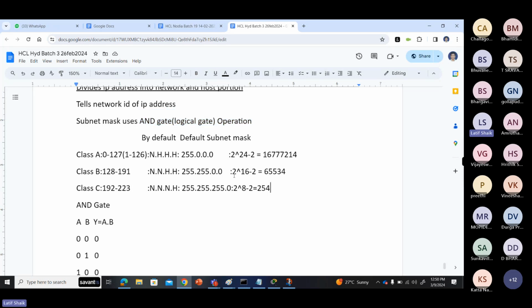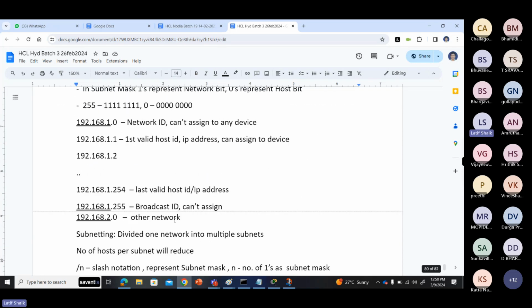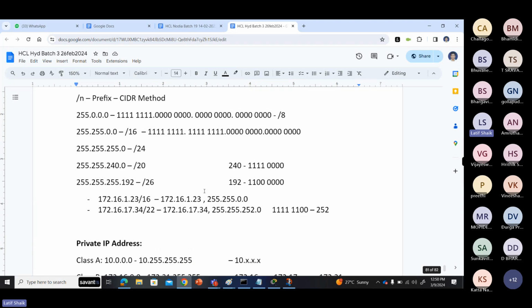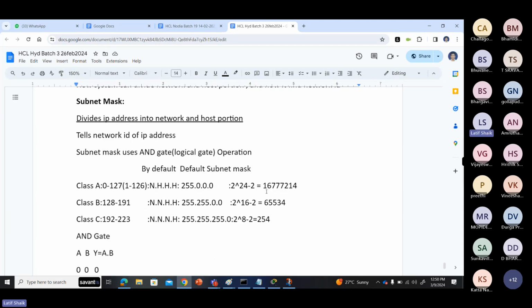What is the advantage of this one? I will finish up to here. This part I will explain later. I'm feeling very bored.